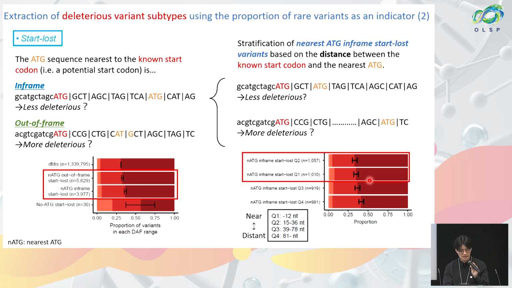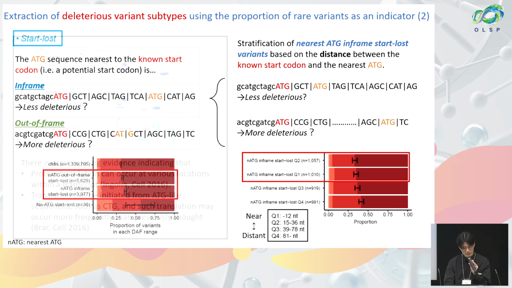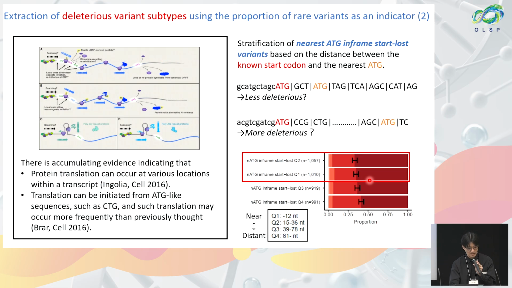When we analyzed the proportion of very rare variants, we found that rather these variants showed higher proportion of very rare variants. But this may not be totally surprising, because there is accumulating evidence indicating that protein translation can occur at various locations within a transcript. And translation can be initiated from ATG-like sequences, such as CTG, and such translation may occur more frequently than previously thought. So things are very complicated.